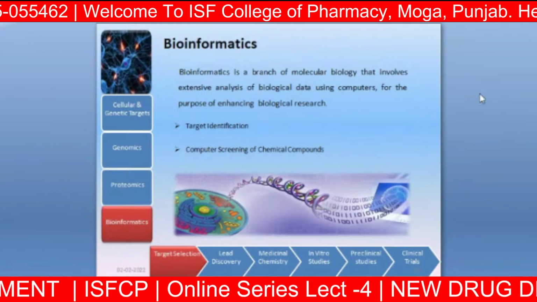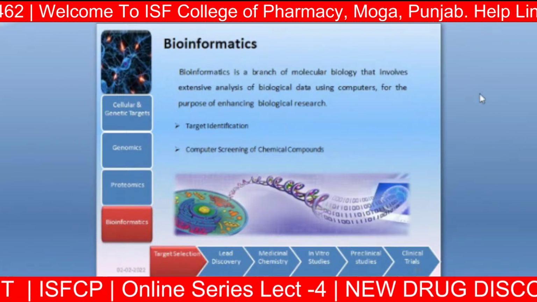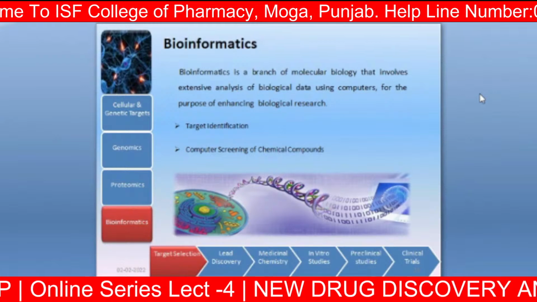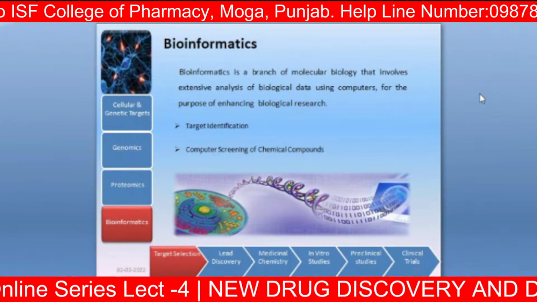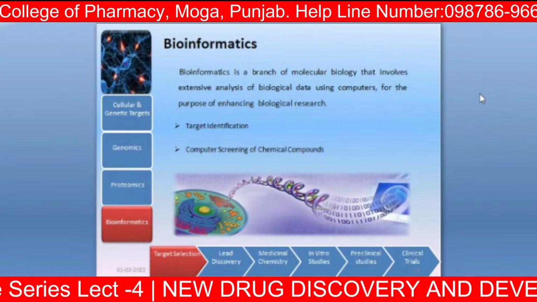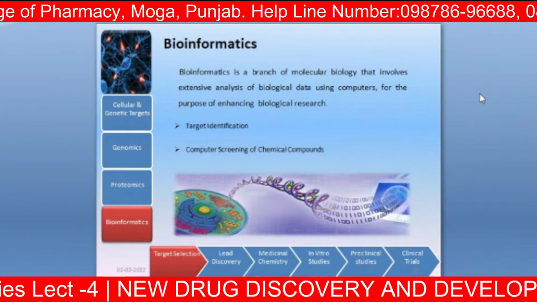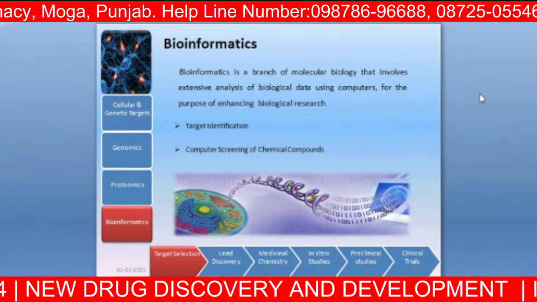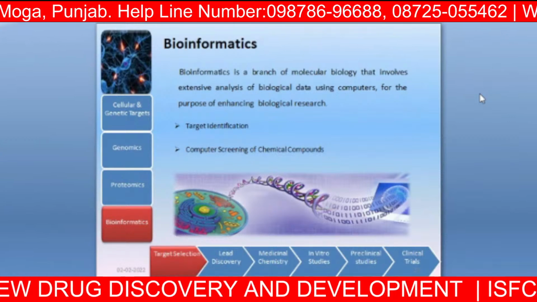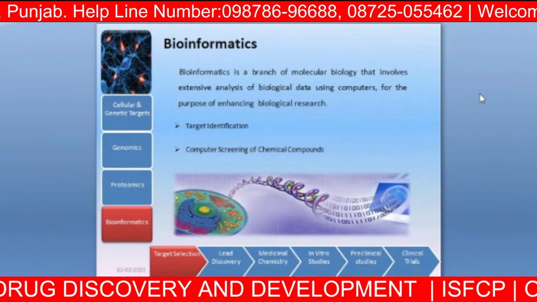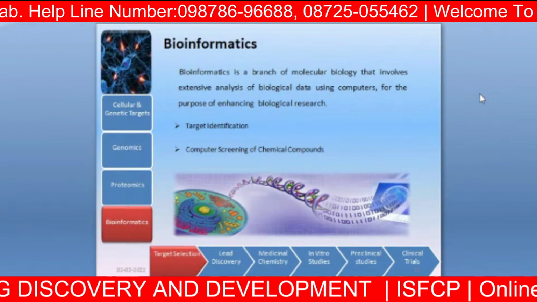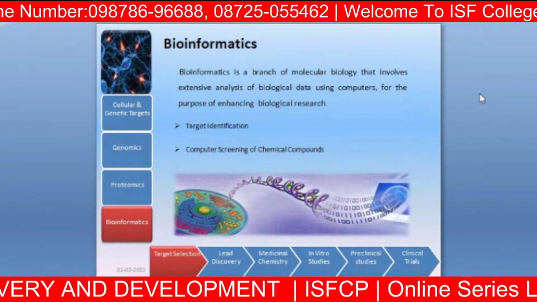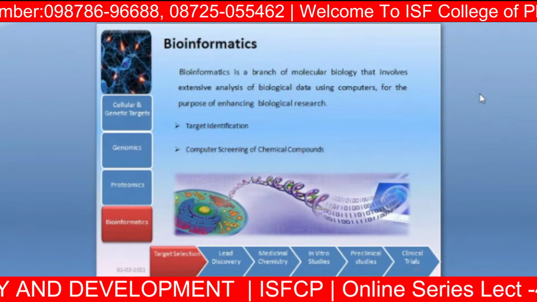Next, bioinformatics. Bioinformatics is a branch of molecular biology that involves extensive analysis of biological data using computers for the purpose of enhancing biological research. As we discussed previously, CAD was used to identify molecules. The same thing applies here. With the help of computer screening and chemical compounds of target distribution, we are trying to identify which particular moieties are available in biology, by which we can identify their targets.